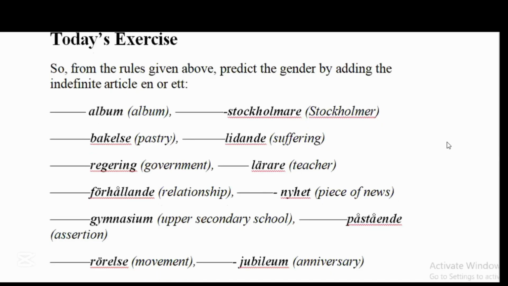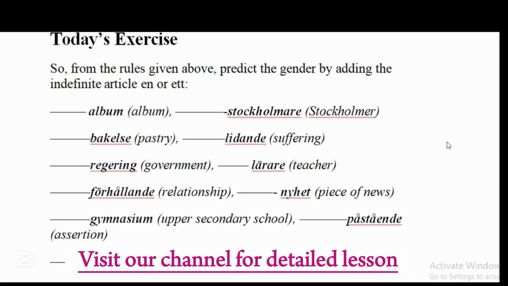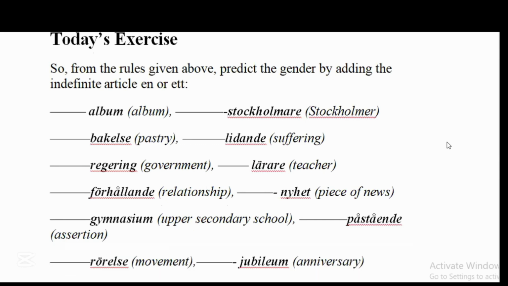So we learned basically a few tricks to understand Swedish articles. There is no specific rule to remember which noun is an en noun and which is an ett noun. But here we have gone through a few rules, or you can call them guidelines, that we can follow to understand an article. The first one in this exercise is album.